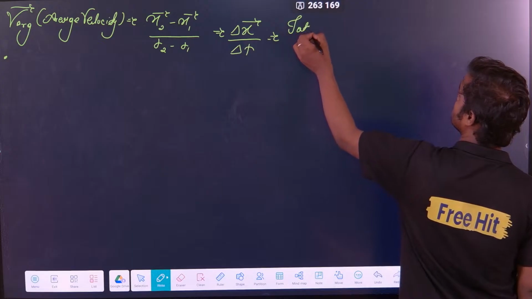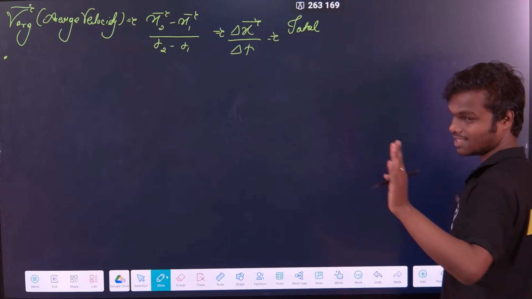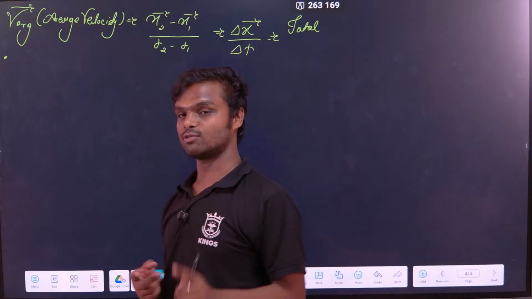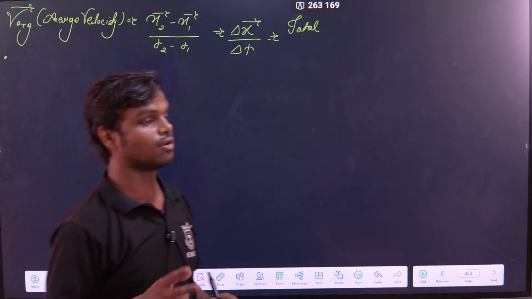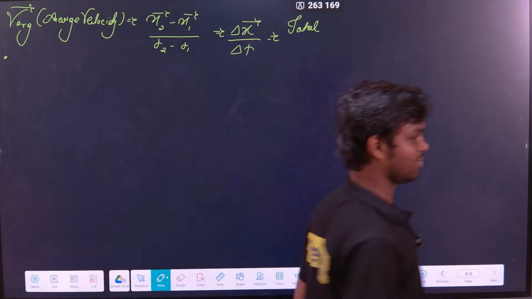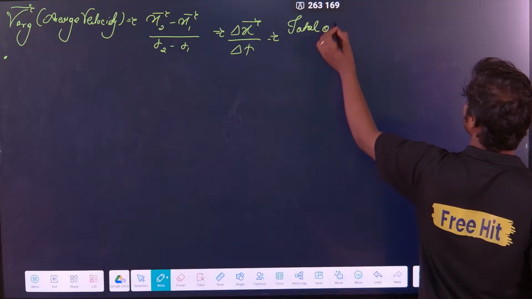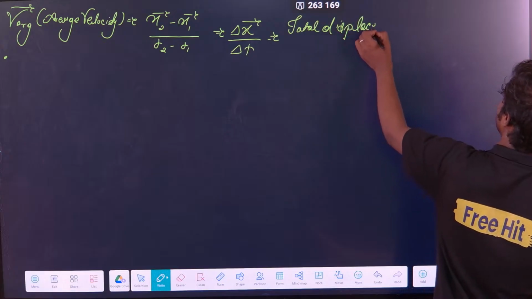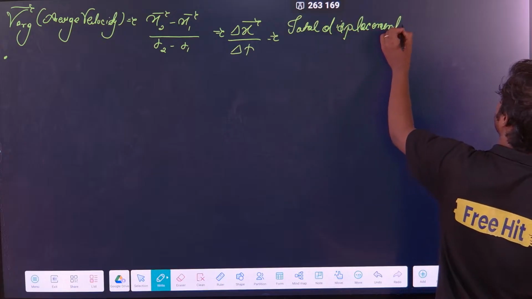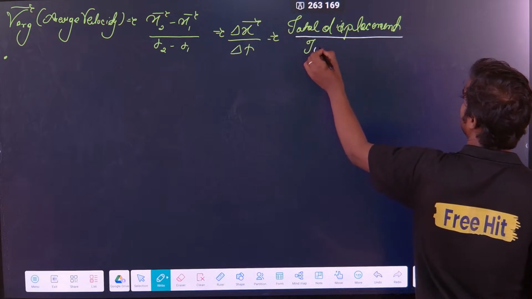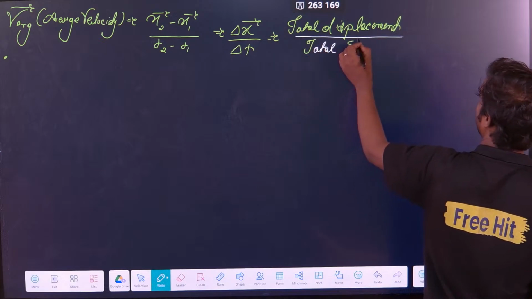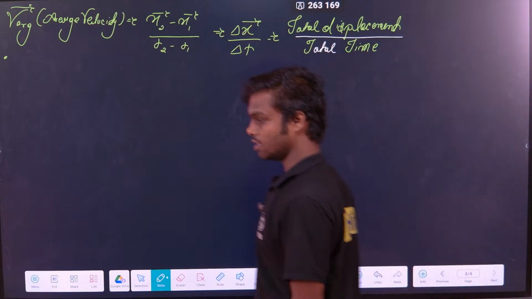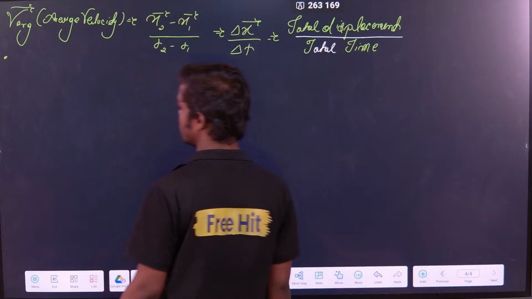Sorry, by mistake I spoke in Hindi. Remember that it is total displacement by total time, not total distance by total time. Total displacement by total time. That is what is written here. It is the total displacement by total time.